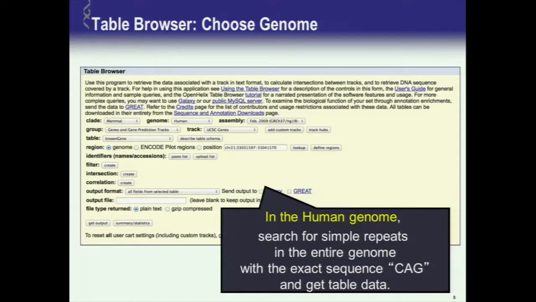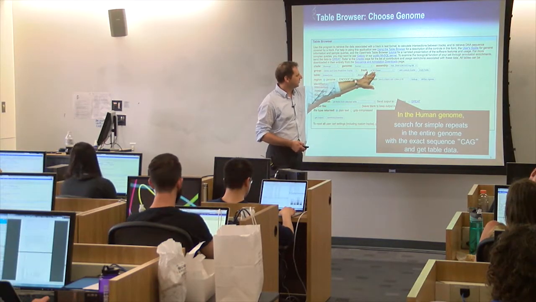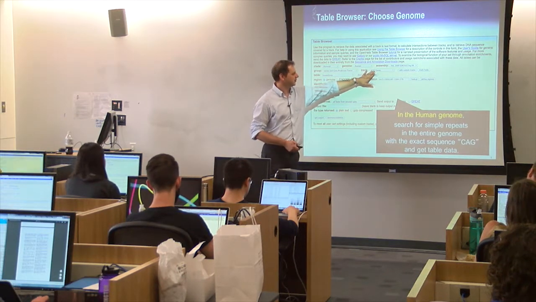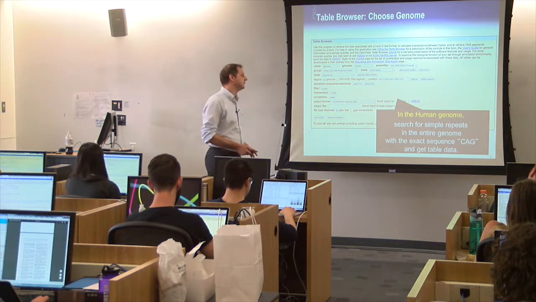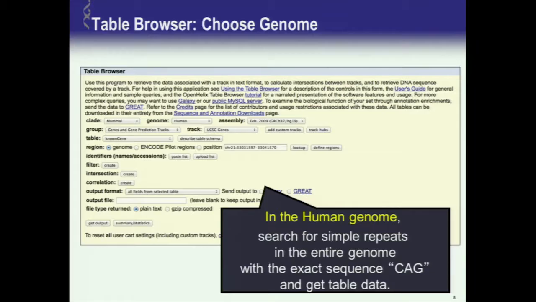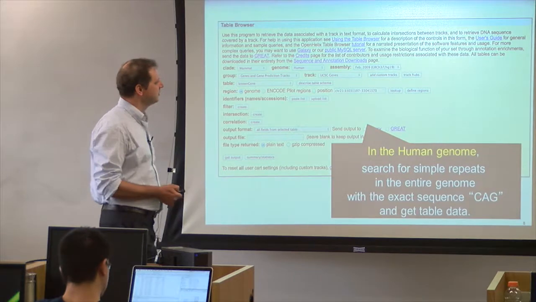So for example here, the genes and gene predictions, that's where all the gene annotations are. And here it's got UCSC gene, so that particular gene annotation track within the larger gene annotations. So our question, our biological thing that we're starting out with, is to ask where are there, first of all, triplet repeats comprised of a CAG motif in the human genome. And then we're going to ask which ones of those are located within coding regions of genes. Okay? And we can do that really easily in the table browser.